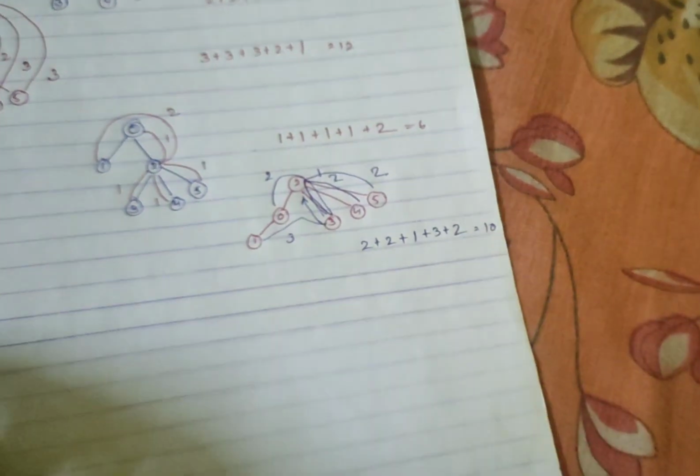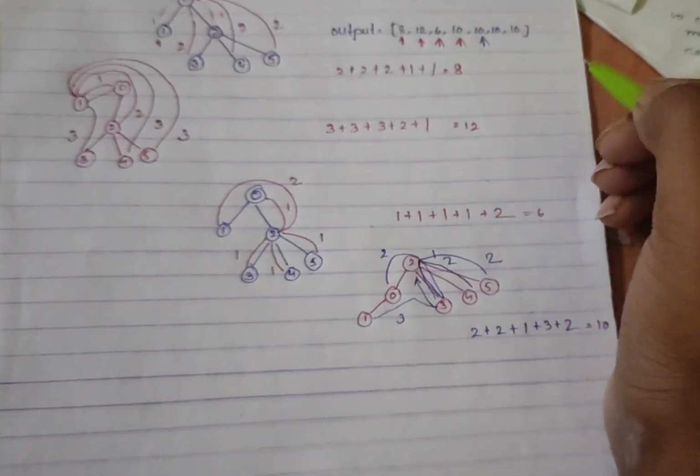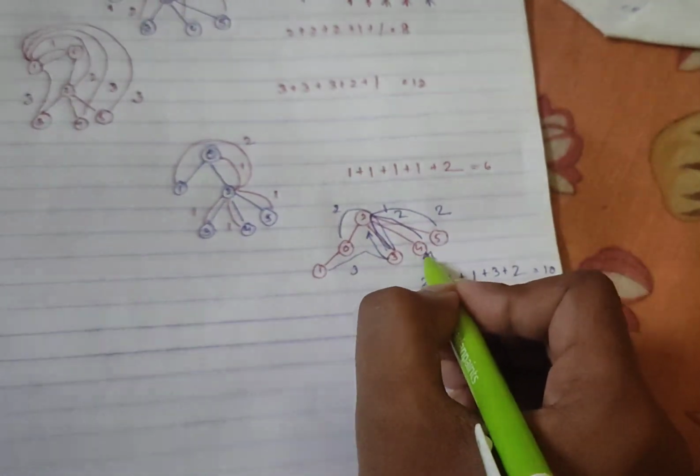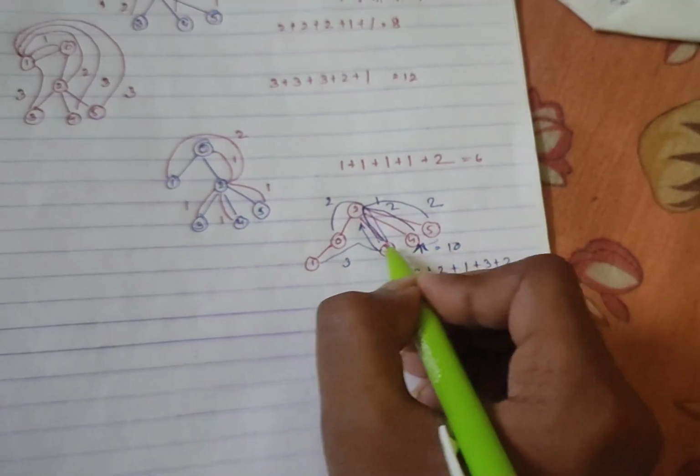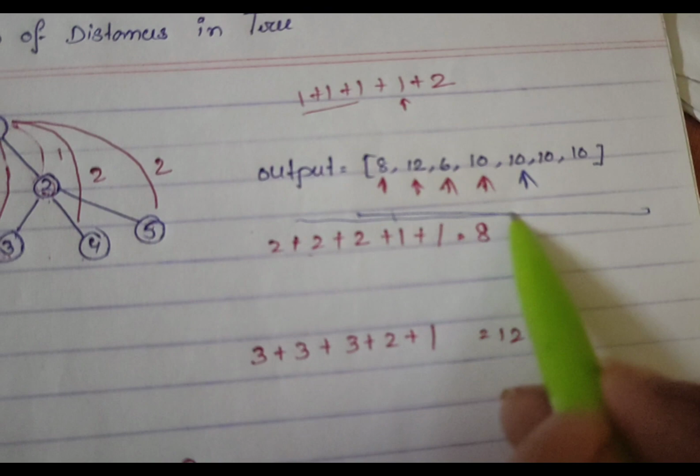So the distance is 10. That's how the distance is 10, and the distance for 4 is also 10 because it is the same. You can check it, this is the same. For the distance of 5 this is also 10. So that's how all the outputs come.